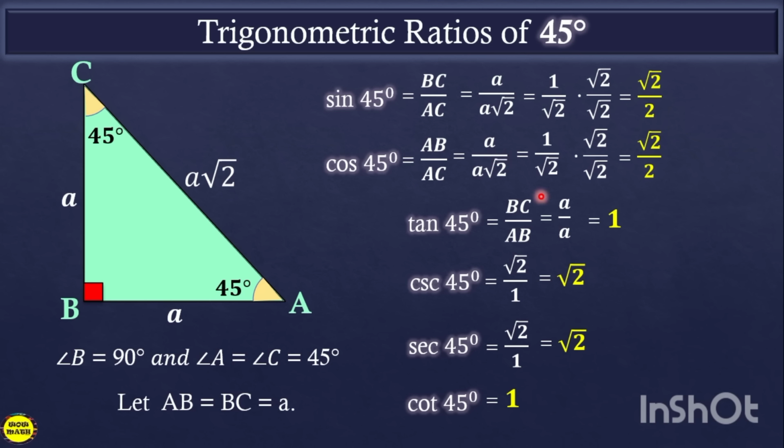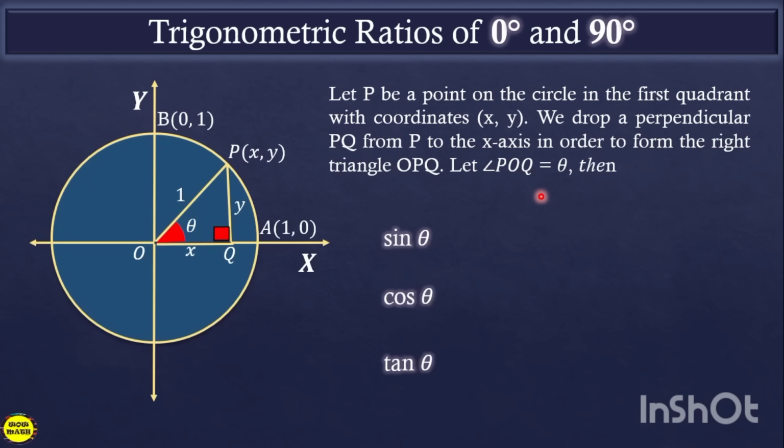Now, we still have 2. Let's find the trigonometric ratios of 0-degree and 90-degree angle. So, given the circle, meron po tayo ditong circle with your triangle. So, let P be a point on a circle in the first quadrant. So, ito yung first quadrant natin, hindi po ba? 1, 2, 3, 4. So, this is your first quadrant. With coordinates x, y. So, ito po yung P natin. Point daw siya na nasa circle.